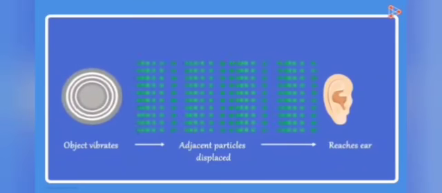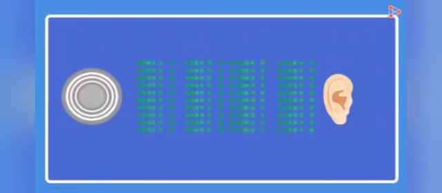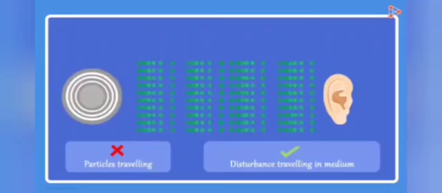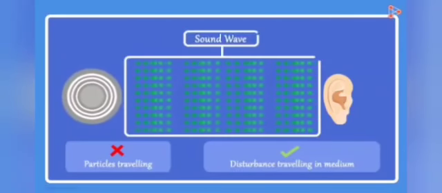We see that we create some disturbance flowing through the medium. This is the way that sound travels through the medium. We see that particles of the medium are not traveling from the source to the human ear. It is the disturbance produced by a source which is traveling in the medium. The particles are merely oscillating from their mean positions. This disturbance created by the vibrating object in the medium is what we call a sound wave.